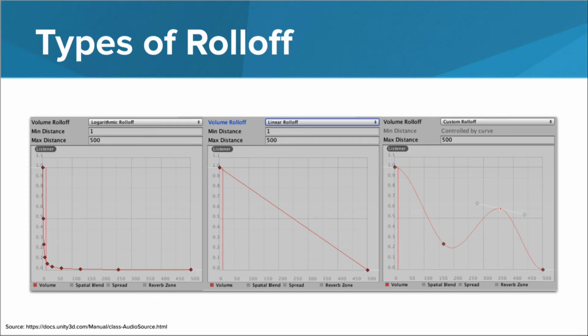Rolloffs allow audio sources to sound more quiet as the player moves away from the source, or louder as they move toward the source. The logarithmic, linear, and custom Rolloffs are the three common types. You can use these to change the volume of an audio source in relation to where a player is positioned in a 3D game environment.